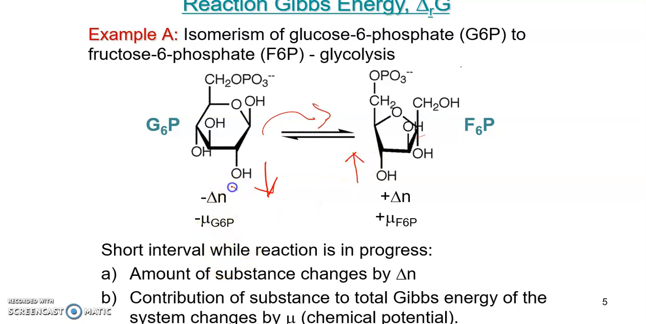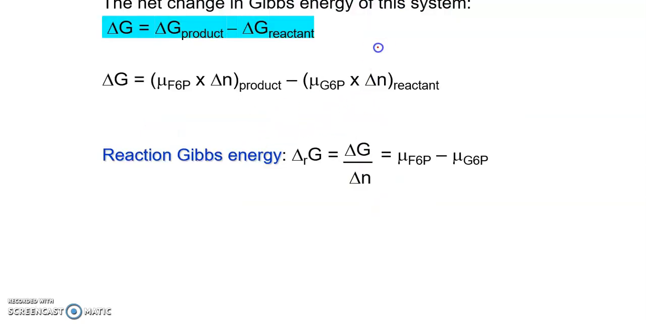That's why we put a negative value for G6P, since its concentration decreases, while we put a positive value for F6P, because its concentration increases. So this is what happens in the reaction. We can say that the amount of substance changes by delta N, and the contribution of the substance to the total Gibbs energy of the system changes by its mu, or its chemical potential. So the net change in the Gibbs energy of the system is delta G equals delta G product minus delta G reactant.